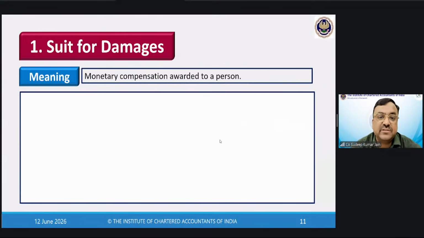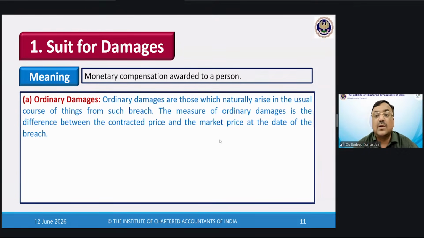Meaning of damages. Damages means monetary compensation awarded to the person. Ordinary damages means compensation equal to actual loss. Ordinary damages are those which naturally arise in the usual course of things from such breach. The measure of ordinary damages is the difference between the contract price and the market price at the date of breach.